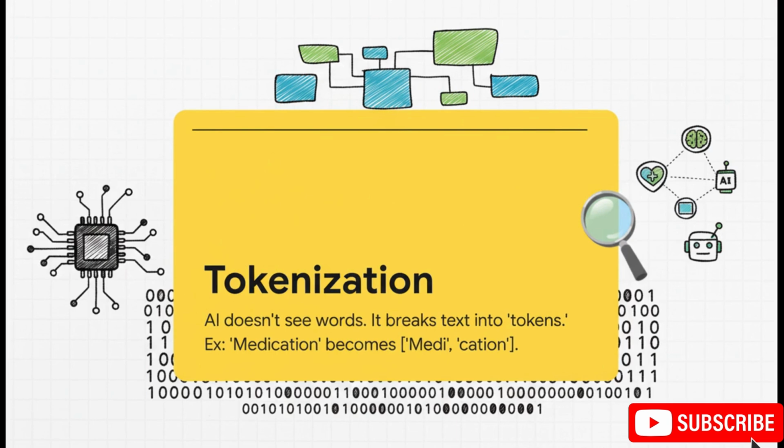So a single word like medication might get split into two tokens, medi and cation. This is so powerful because it lets the AI handle a huge vocabulary and even figure out parts of words it's never seen before, which makes it incredibly flexible.